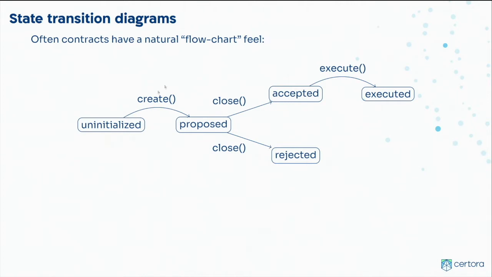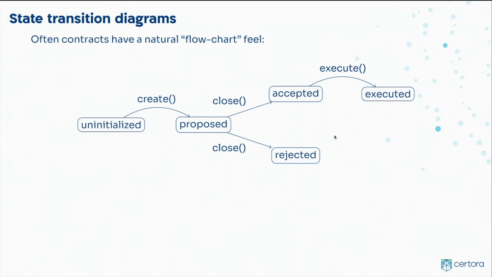So for example, this corresponds to a governance proposal. It might start off not existing, and then you propose it, now it exists. Then there's some voting period, and at the end of the voting period, somebody calls close. Depending on whether there are enough votes or not, it will either get accepted or rejected. Once it's accepted, you're allowed to call execute, and then it becomes executed, and you're not allowed to do anything with it at that point.